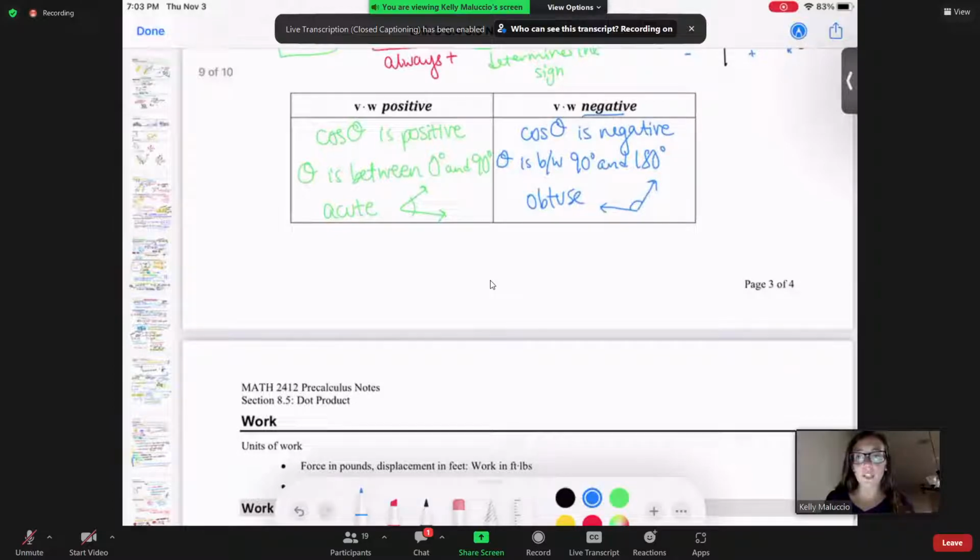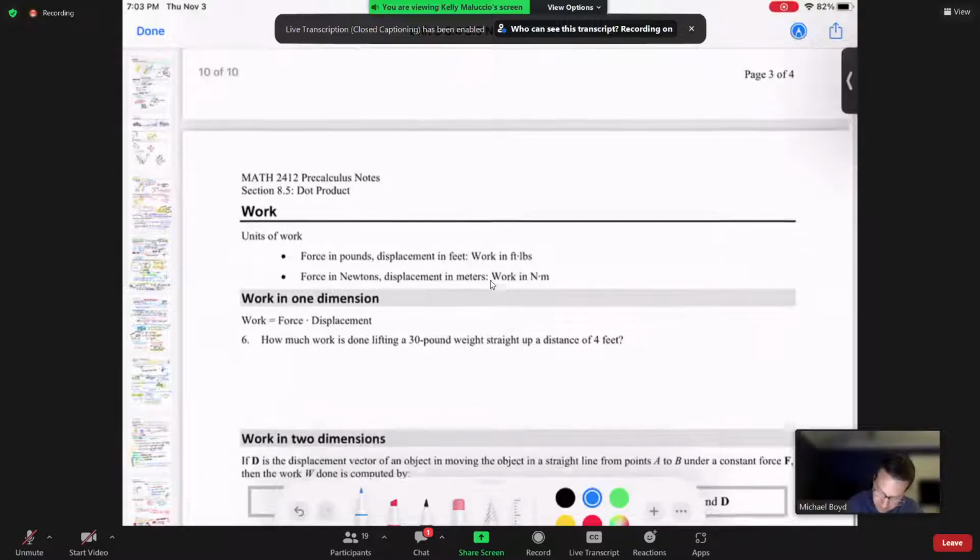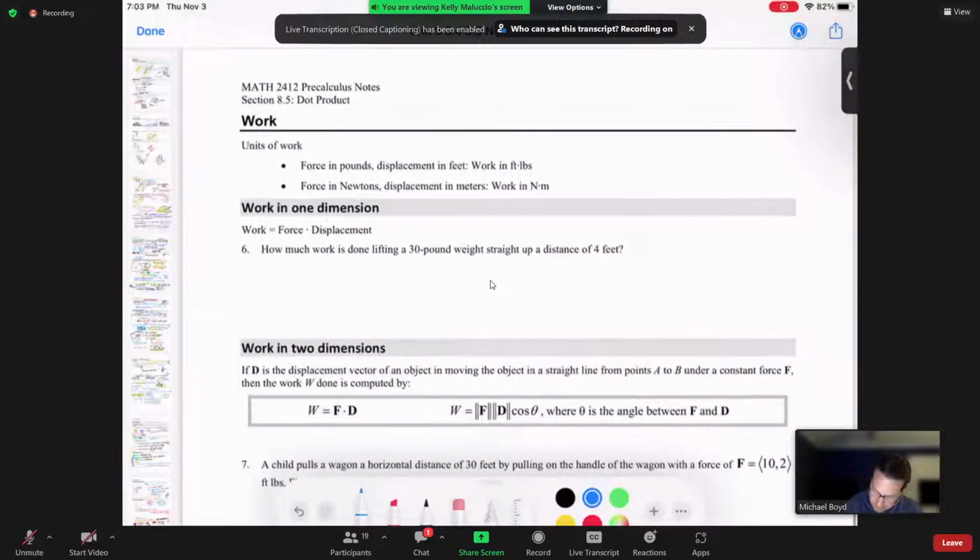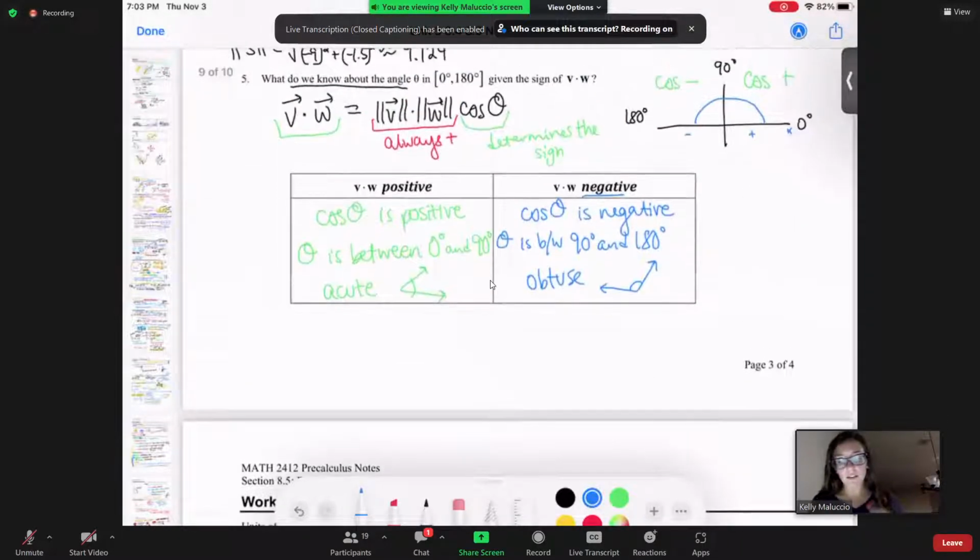So hopefully that was clear. If the dot product is positive or negative, we can already know these things about cosine and about theta. That is what we're looking at here with the dot product of these vectors.